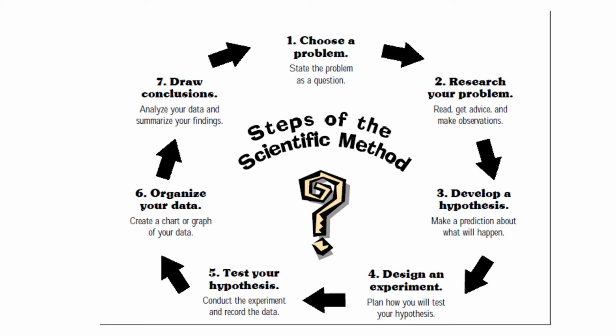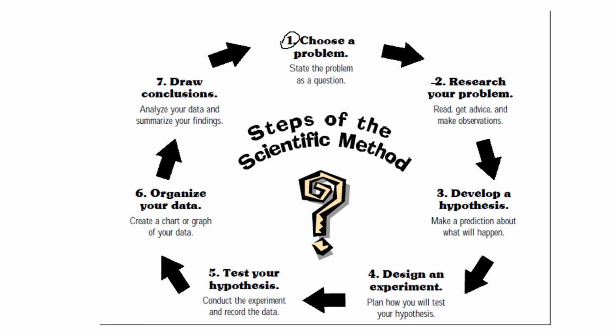This is a flow chart that talks about the scientific method. So anytime we are working with an experiment or investigation, we're going to use the steps of the scientific method. So as you can see up here is the first step, which says choose a problem. So you're just going to state the problem as a question. So what is the question? What are you experimenting with?